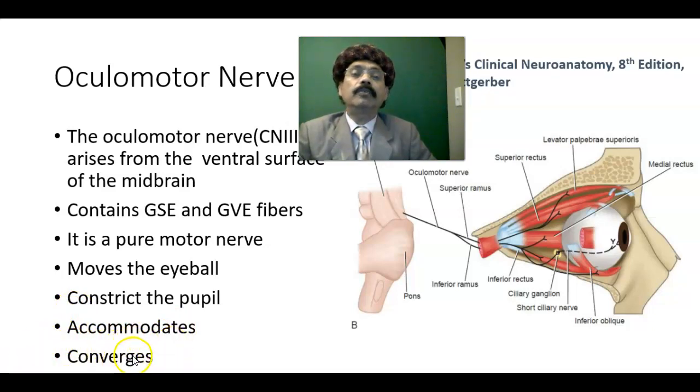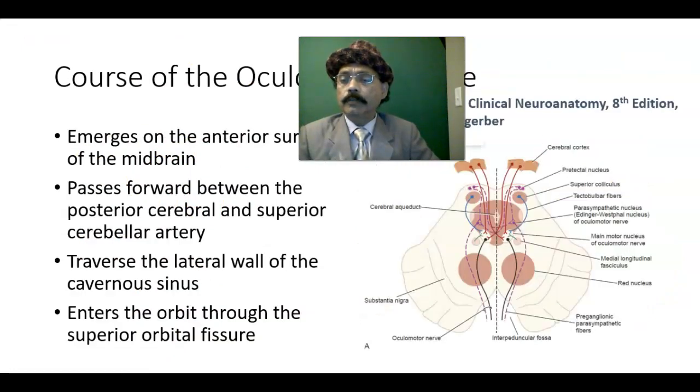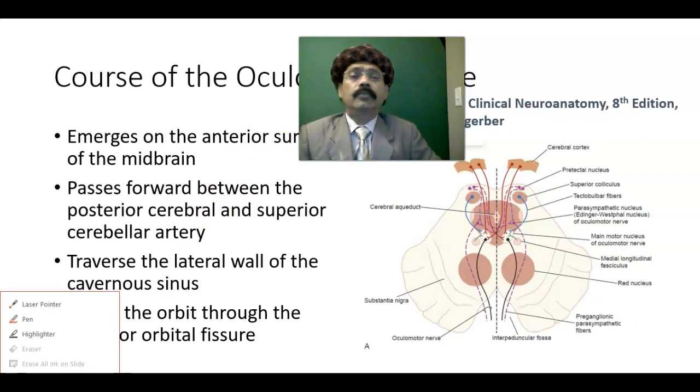It converges because of the muscular actions as well as the action of the medial longitudinal fasciculus in accord with the fourth nerve and sixth nerve. The two eyes will converge to see a near object. Okay, so the oculomotor nerve has many functions. We'll go there. We discussed that it is emerging on the anterior surface of the midbrain.